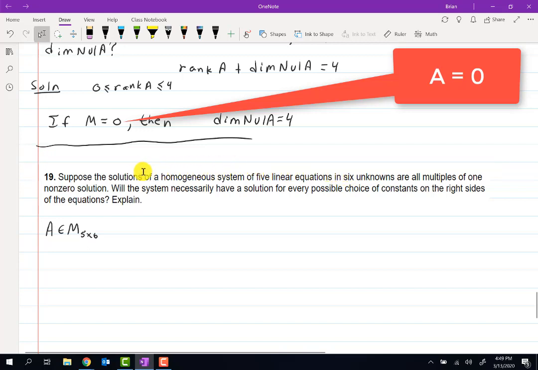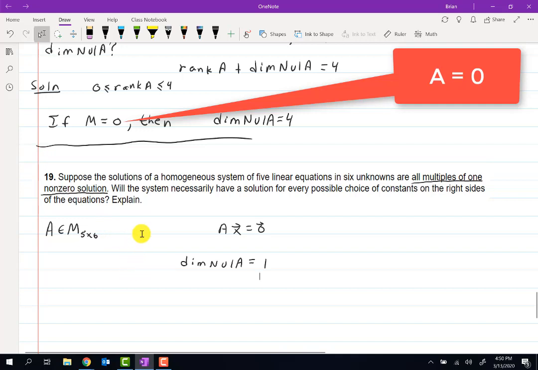And the solutions of the homogeneous system, so this version, the solutions to this are all multiples of one non-zero solution. So what does that mean? This right here, all multiples of one non-zero solution, means that the dimension of the null space equals 1, since one vector gives us all the solutions for those.